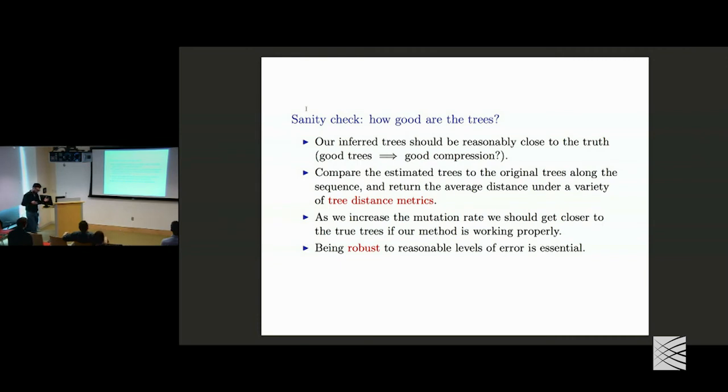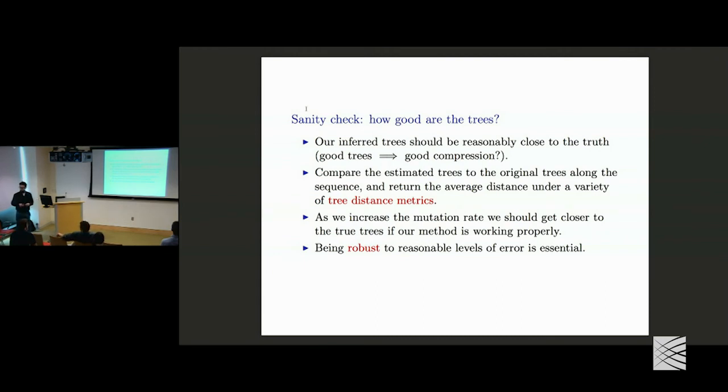So we want to do some basic sanity checks on our algorithm to see if it has some of the properties that we need of a tree inference algorithm. So we want our trees to be reasonably close to the truth. We don't need them to be particularly good, but we want to know they're not completely bad either. So the way we do this is by comparing the estimated trees. We run some simulations, we have the trees, we know the truth, and we run our inference algorithm on some mutations that were thrown down in those trees, and then we measure the distance using tree distance metrics from the inferred trees back to the original trees, and the closer we are to 0, the better, right?